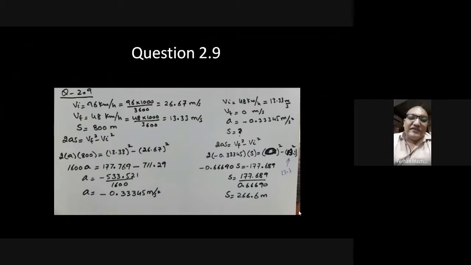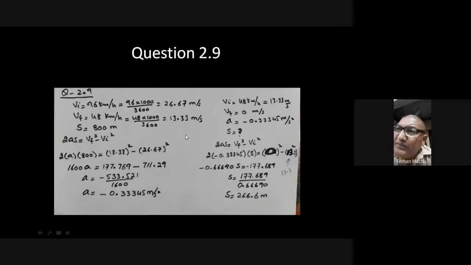One thing is, this is my style: I converted it into meter per second. So 96 kilometer per hour, if you want to convert it into meter per second, you multiply it with 1000 and divide it by 3600. You can see here, 96 multiplied by 1000 divided by 3600 gives you 26.67 meter per second. And this final velocity was 48 kilometer per hour. I convert this into meter per second: 48 multiplied by 1000 divided by 3600. So that will be 13.33 meter per second.